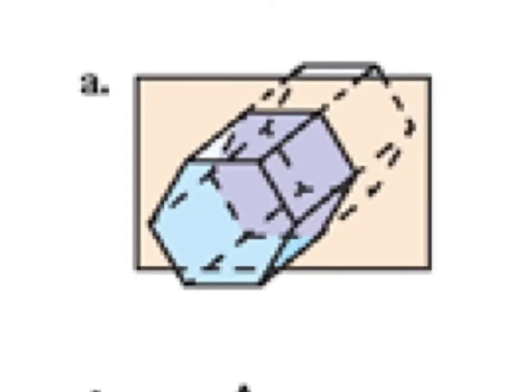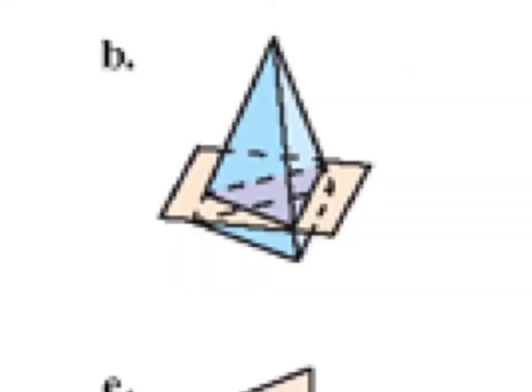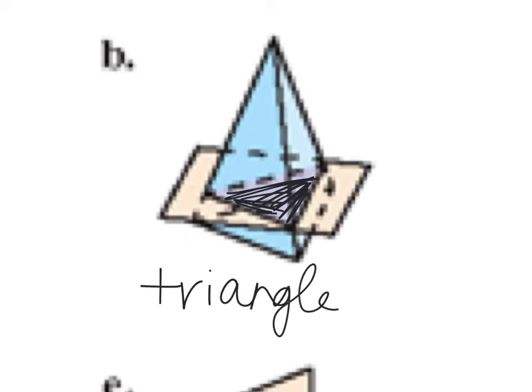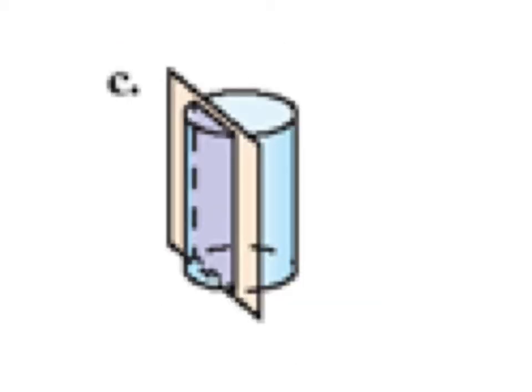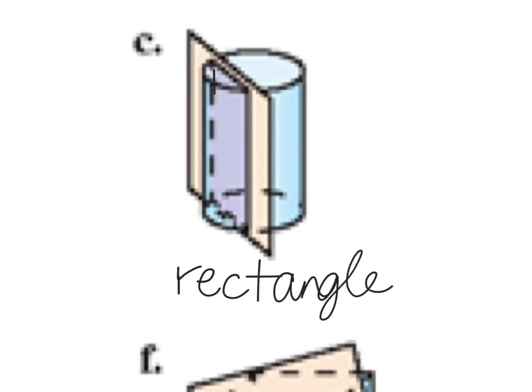What's the cross section? It's a hexagon. This is a hexagonal prism. Because you're slicing parallel to base, it's going to be a hexagon. What shape does this make in its cross section? It's a triangle. See it right here. If you slice a cylinder vertically, what shape does it give you? A rectangle. You see it right here.